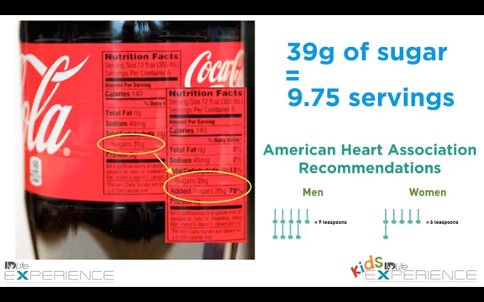I don't even know anybody that only drinks 12 ounces of soda anymore. Now it's 20, 24, 42. It's crazy. But the American Heart Association recommends 9 teaspoons a day for men, 6 teaspoons for women. So if we know this is 39 grams of sugar, we know it's 9.75 servings, we have our calculator, we can do the math. How in the world does the daily value percentage get to 78?